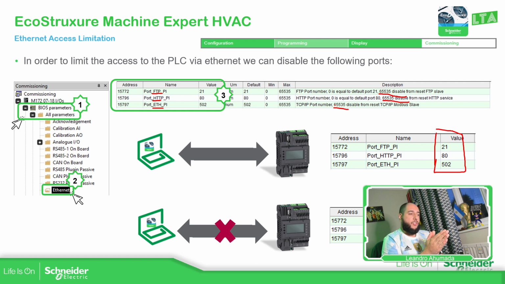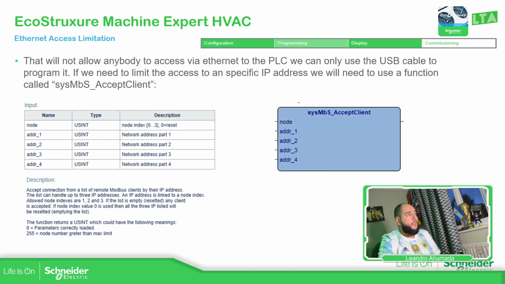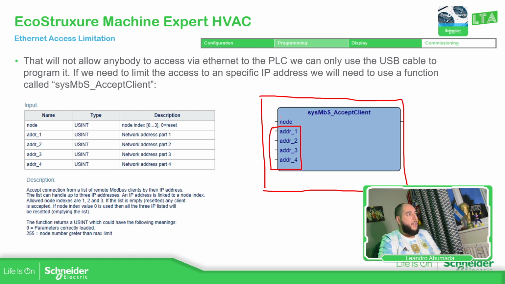So what we can do is to specify, using a block in the PLC, to limit the access and allow the access only to a few IP addresses that we have. This is the function block. It's called sys mbs underscore accept client. Here we just need to add the IP addresses, and the node is just the index in a list.